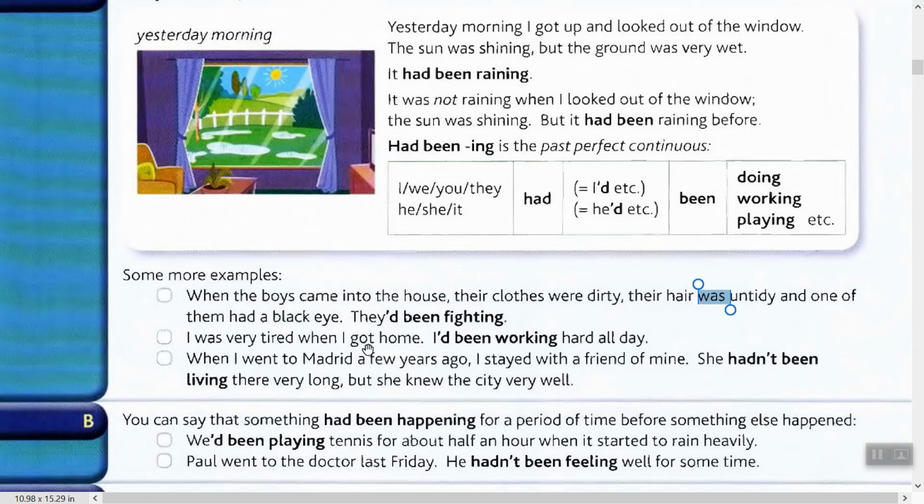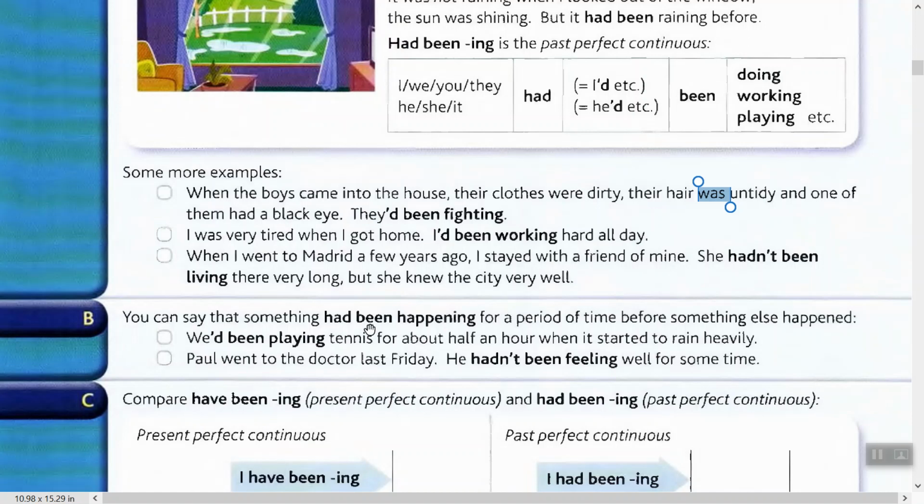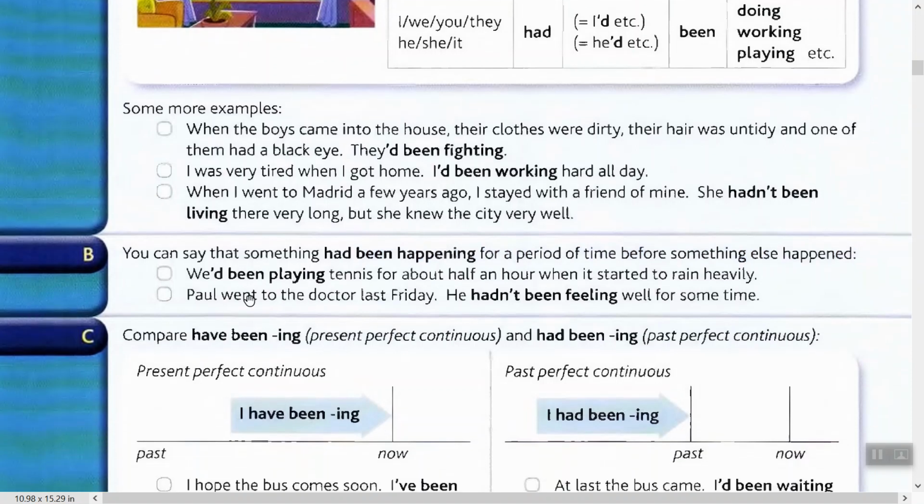I was very tired when I got home. Yesterday when I got home, when I arrived home, I was very tired. I had been working hard all day. All day. You see here? So you can say that something had been happening for a period of time before something else. This is the usage. It could be continuation, similarly, somewhat.